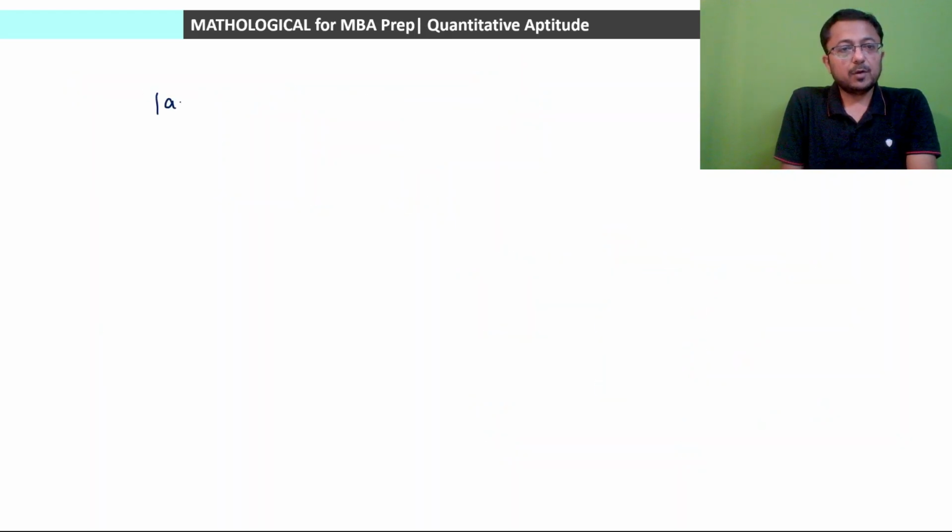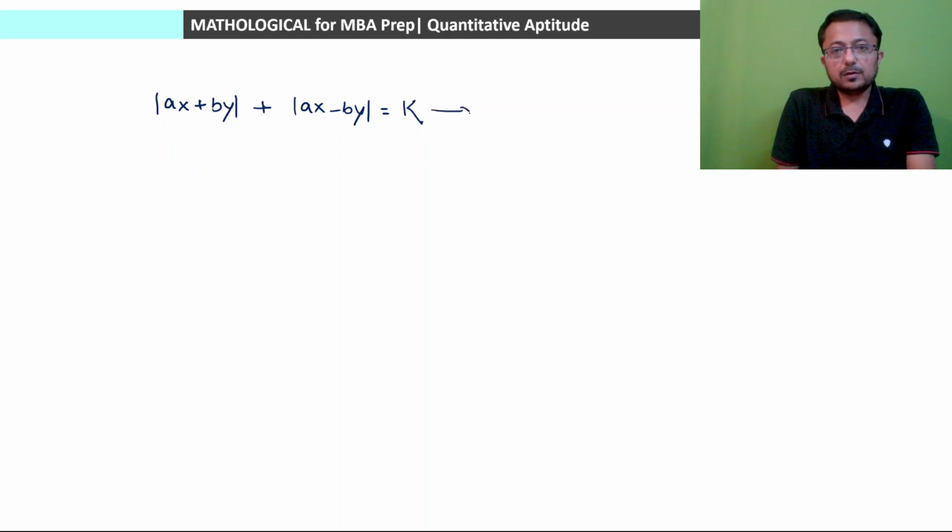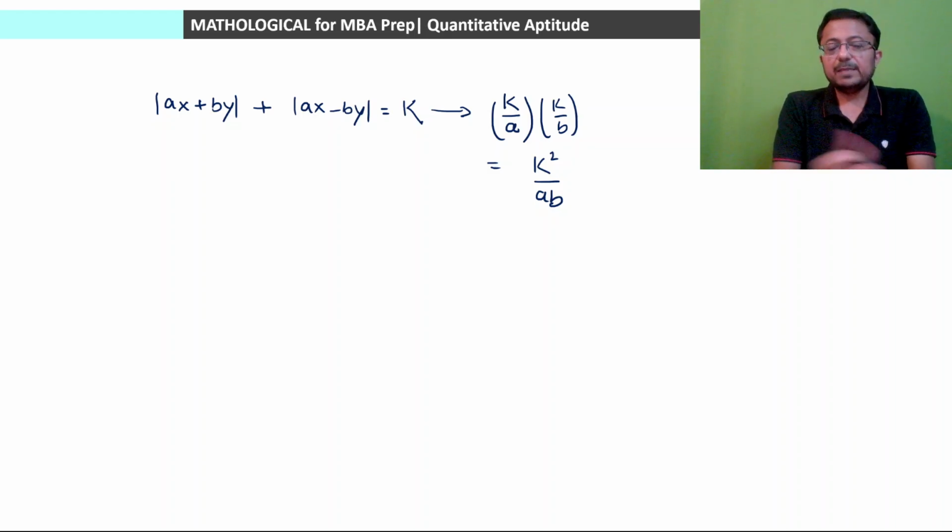And same as in the previous case, if here our case becomes mod of ax plus by plus mod of ax minus by, and this is equal to constant k. So again we'll have a square, but that square will be squeezed on the x-axis by the coefficient of a and on the y-axis by the coefficient of b. So now this will not be a square, this will be a rectangle with sides k by a and k by b. So the area will be k square upon ab, and this will be a rectangle unless a and b are equal. If a and b are equal, in that case this will be a square. Otherwise, this will be a rectangle with the area k square upon ab.